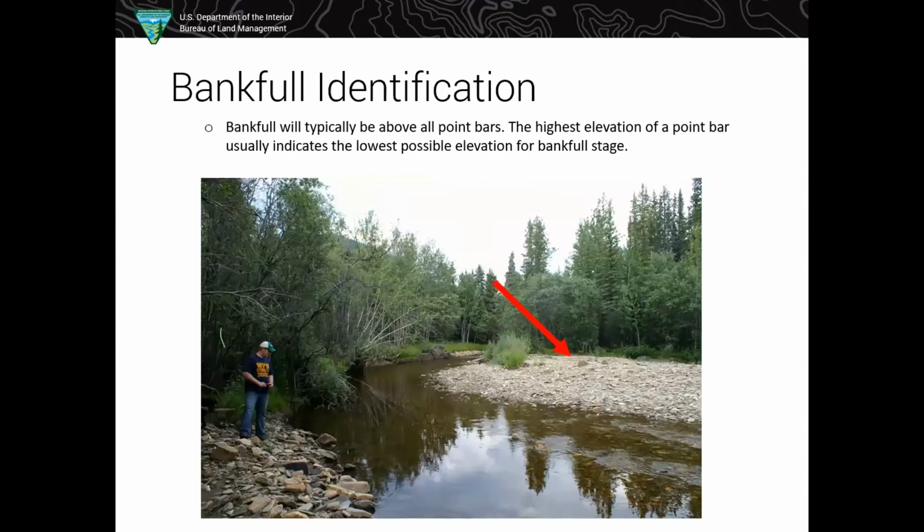Point bars, which are depositional features in the active channel, can also help inform the location of bankfull, but you need to be cautious with these and use them in concert with the other indicators. When looking at a point bar, for example, I pay attention to the highest elevation of that point bar feature in relationship to the other indicators that might be present within that reach.